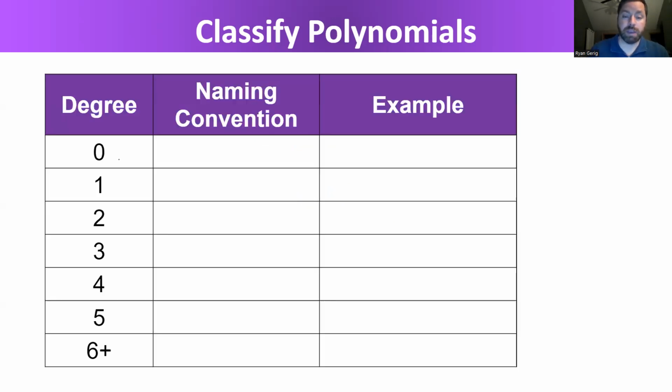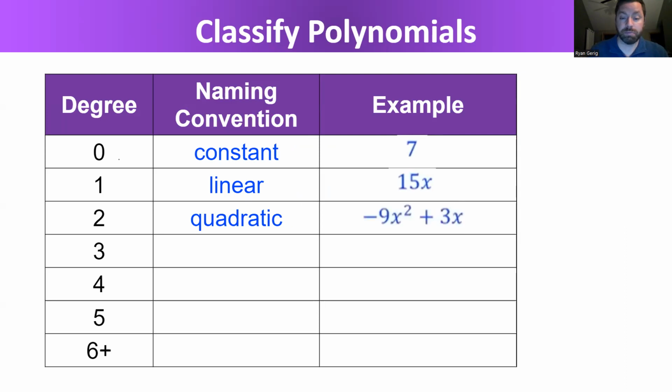Now we're going to look at some naming conventions. So if the degree is 0, basically, if there is no variable, it's called a constant. It looks like just a number. If the biggest exponent is 1, we call it linear. You'll look at that. It says 15x. You see that a lot. Quadratic is for 2. That's where the biggest exponent is 2. Biggest exponent 3, we call it cubic.